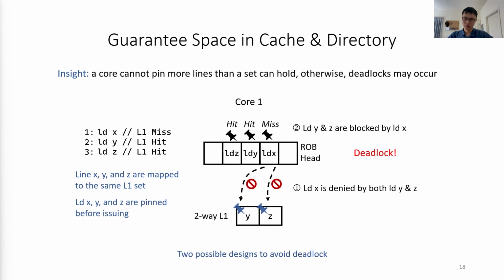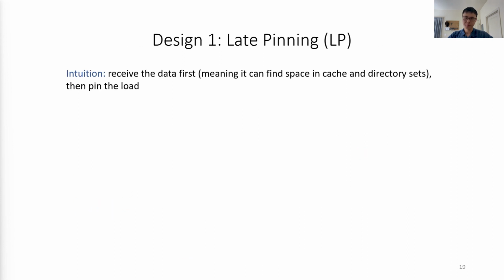To avoid this, we propose two possible designs. The first design is called late pinning. The high-level idea is to receive the data first, which means that it can find space in cache and directory. Then we pin the load.